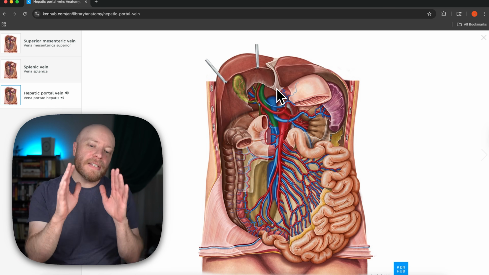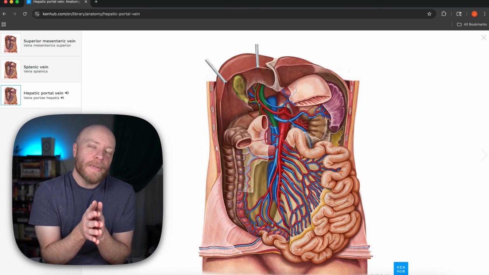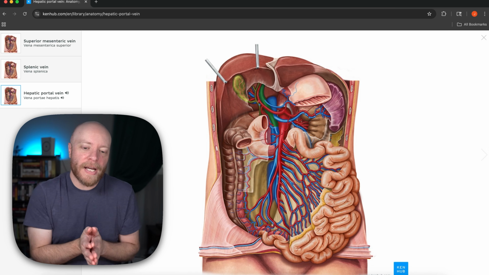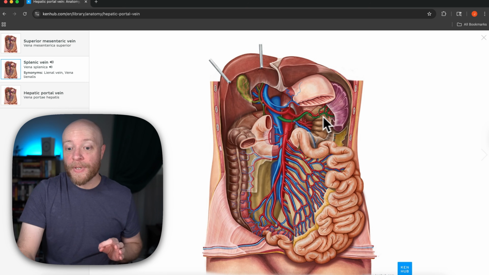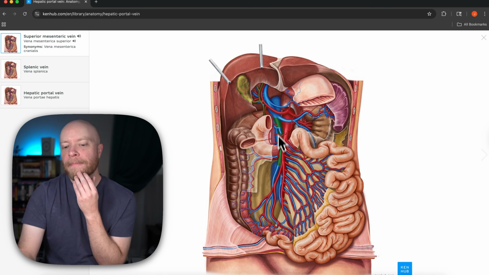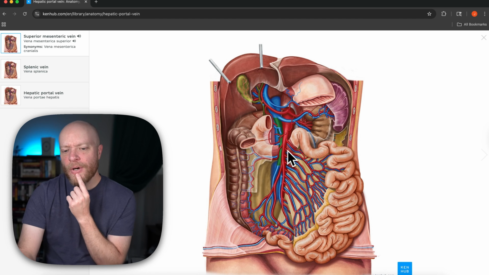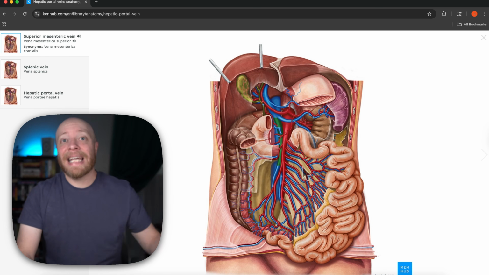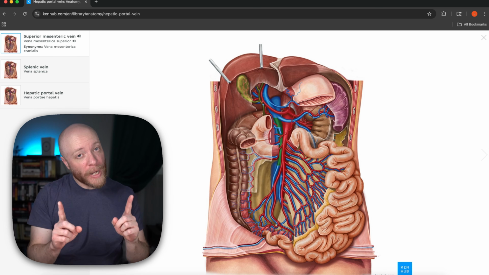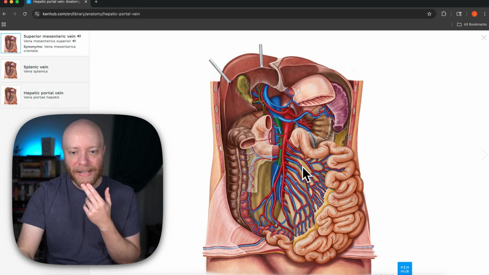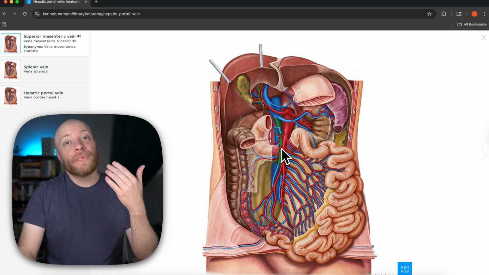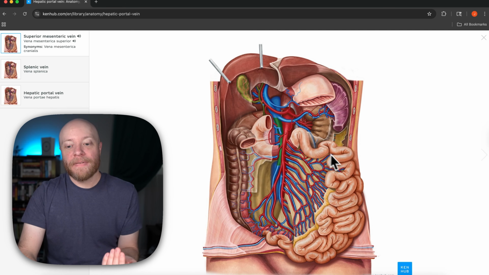And so this is really, I think, going to help us understand the second part of our video, right? We now understand that this is the hepatic portal vein, but it's getting blood from the splenic vein and the superior mesenteric vein. And so the question here is, why is it that colon cancer very commonly, not always, but very commonly is going to metastasize or spread to the liver? And the reason for that is because of this, right?